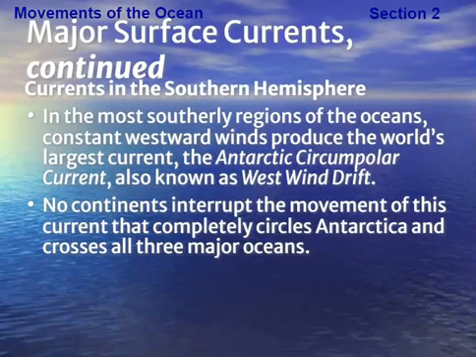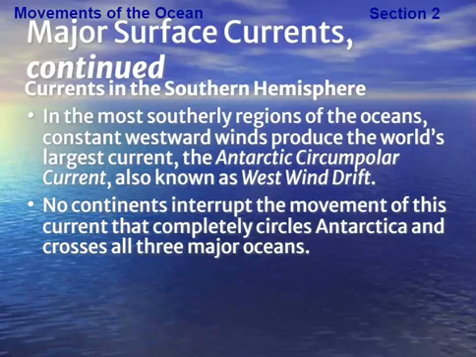In the most southerly regions of oceans, we have westward winds that produce the world's largest current, which is called the Antarctic Circumpolar Current, also known as the west wind drift. Every year, there is a circumnavigation boat race that goes all the way around the Earth. A lot of these racers enter the west wind drift because it has no interruption. There's no continent in the way.